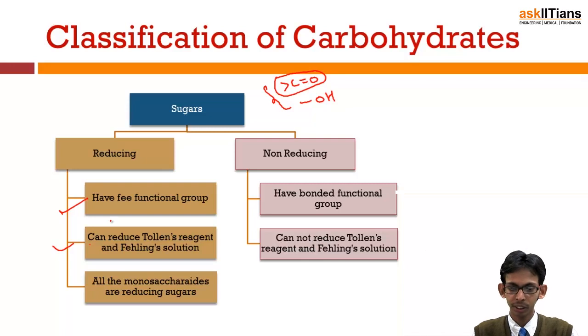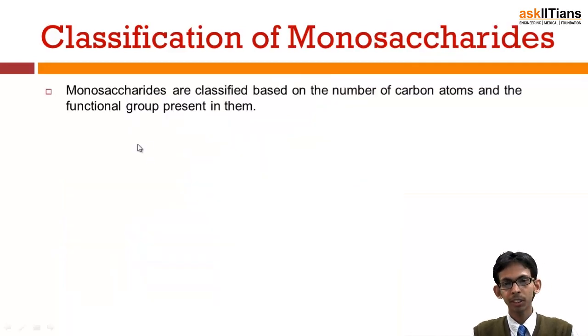are reducing sugars. On the other hand, there are some sugars in which this carbonyl group is actually not in free form, and they have a bound functional group, that's why they cannot reduce Tollens' reagent and Fehling's solution, and that is why those are called non-reducing sugars. Now, classification of monosaccharides.